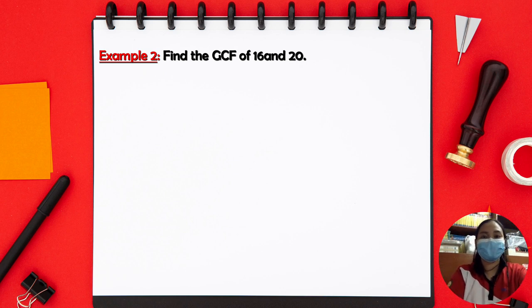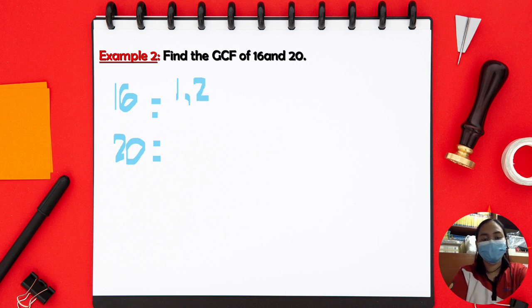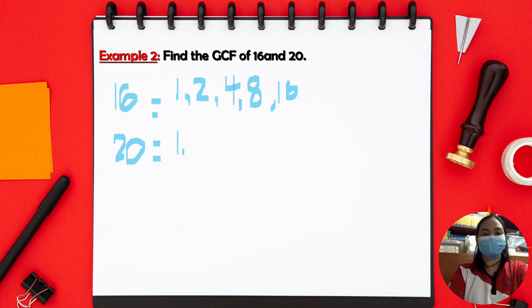So, meron tayong 16 at 20. So, gaya ng ginawa natin kanina, ililista natin lahat ng factors. So, factors of 16 and 20. What are the factors of 16 and 20? So, we have, factors of 16 muna, 1, 2, 4, 8, and 16.